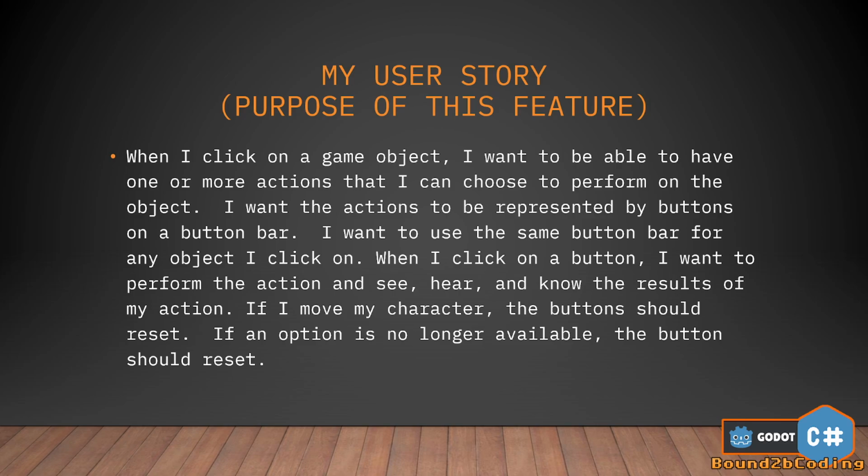I want the actions to be represented by buttons on a button bar. I want to use the same button bar for any object I click on. When I click on a button, I want to perform the action, and then I want to see, I want to hear, and know the results of my action. If I move my character, the button should reset. If an option is no longer available for that object, the button should reset as well.